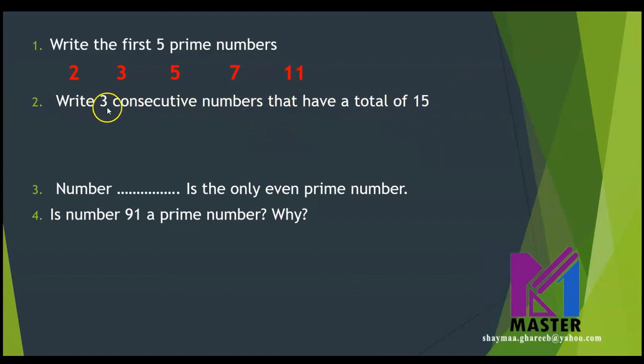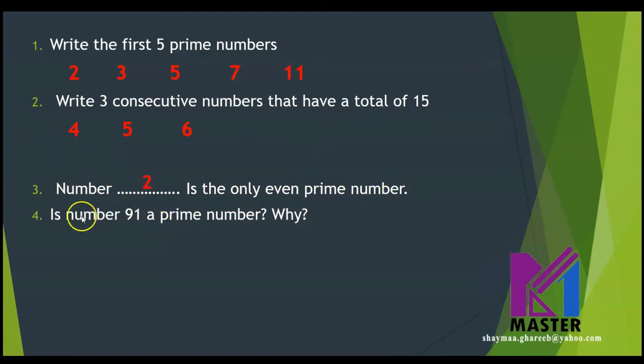Write 3 consecutive numbers that have a total of 15. So 15 divided by 3 equals 5. So number 5 is one of these 3 numbers. I will write a number before and a number after. So it will be 4, 5, 6. Let's check. 4 plus 5, 9. 9 plus 6, 15.